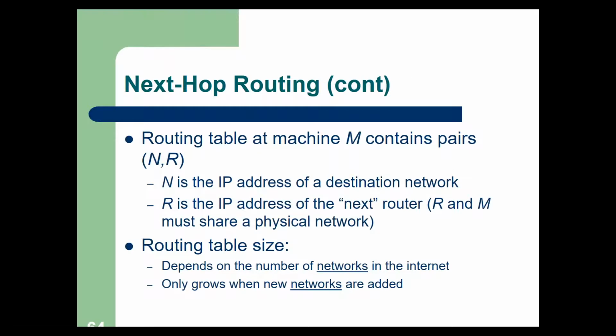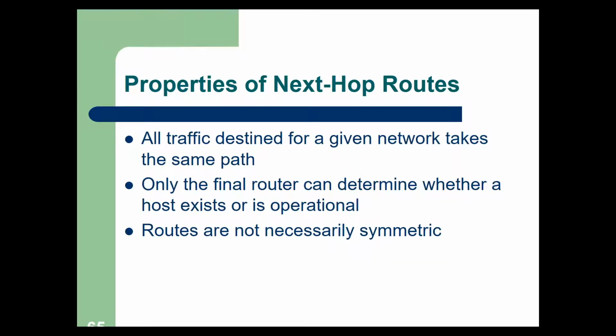I will just speed up so that we have another session also. So we have this routing table at machine M, which contains the pair N or R, which I have already explained. And this routing table size can also increase or decrease based upon the number of nodes it can send the data to or receive the data from.